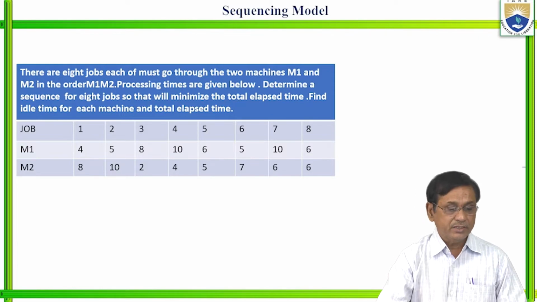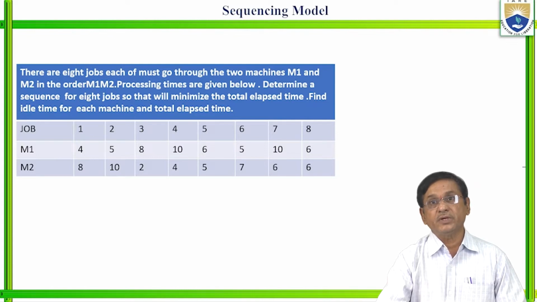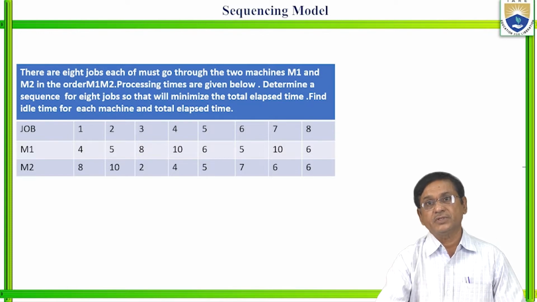Job 1 requires 8 hours on machine 2. Job 2 requires 10 hours on machine M2. Job 3 requires 2 hours on machine M2. Job 4 requires 4 hours on machine M2. Fifth job requires 5 hours on machine M2. Sixth job requires 7 hours on machine M2. And the seventh job requires 6 hours on machine M2. And the eighth job requires 6 hours on machine M2.